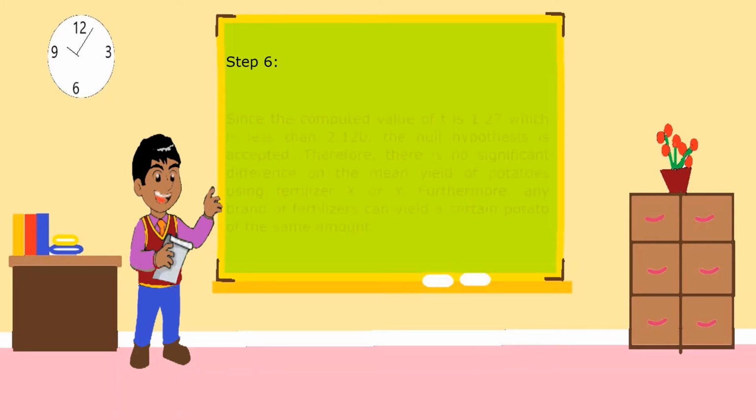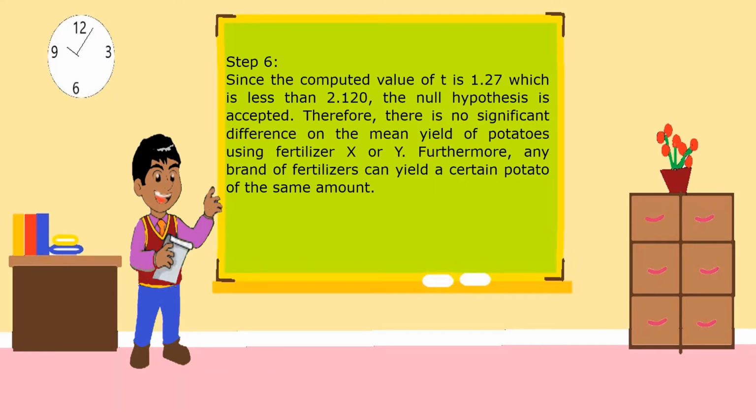So for our step 6, for our decision making, since the computed value of t is 1.27, which is less than 2.120, the null hypothesis is accepted. Therefore, there is no significant difference on the mean yield of potatoes using fertilizer X or Y. Furthermore, any brand of fertilizer can yield a certain potato of the same amount.